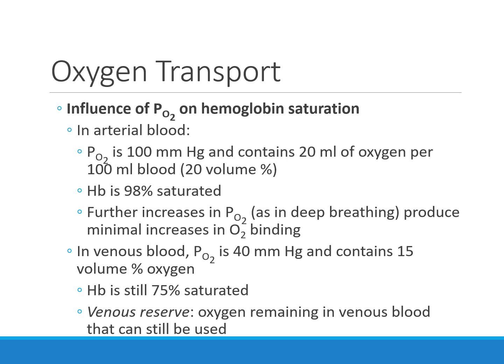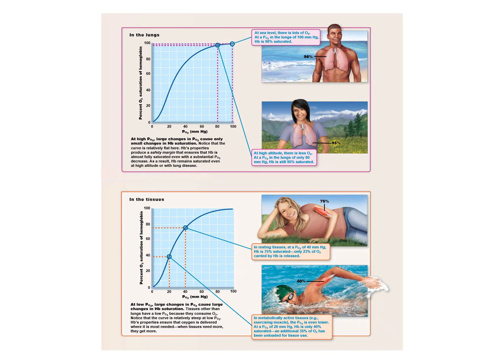In the venous blood, the pressure of oxygen is about 40 millimeters of mercury and it contains about 15% volume oxygen. So the hemoglobin, surprisingly enough, is still 75% saturated. So it's a misnomer when people think that all of the oxygen is released at the tissues. Your blood, even when it's on the venous side, is still carrying a pretty good amount of oxygen, and we call that the venous reserve. That's any oxygen that remains in the venous blood that still can potentially be used. And so they're showing you the dissociation curves in the lungs and in the tissues.